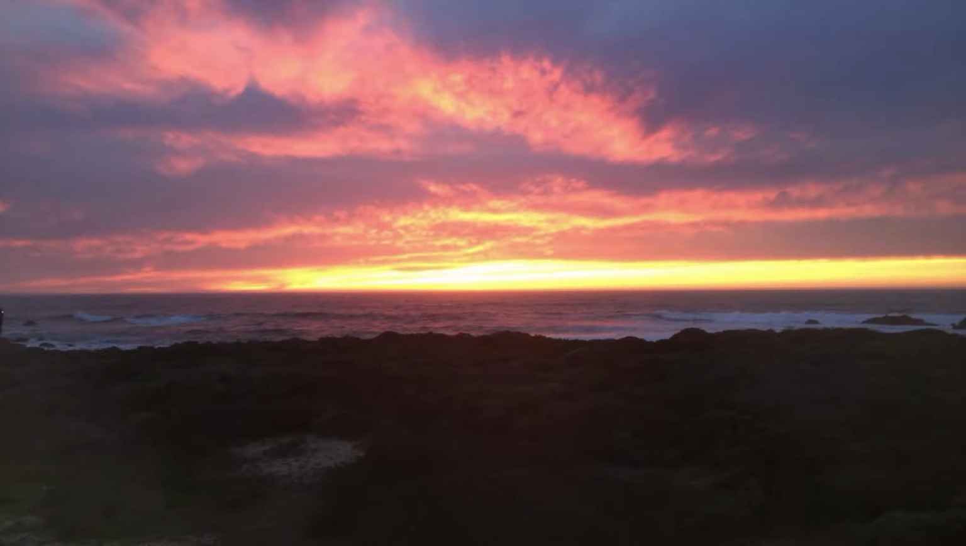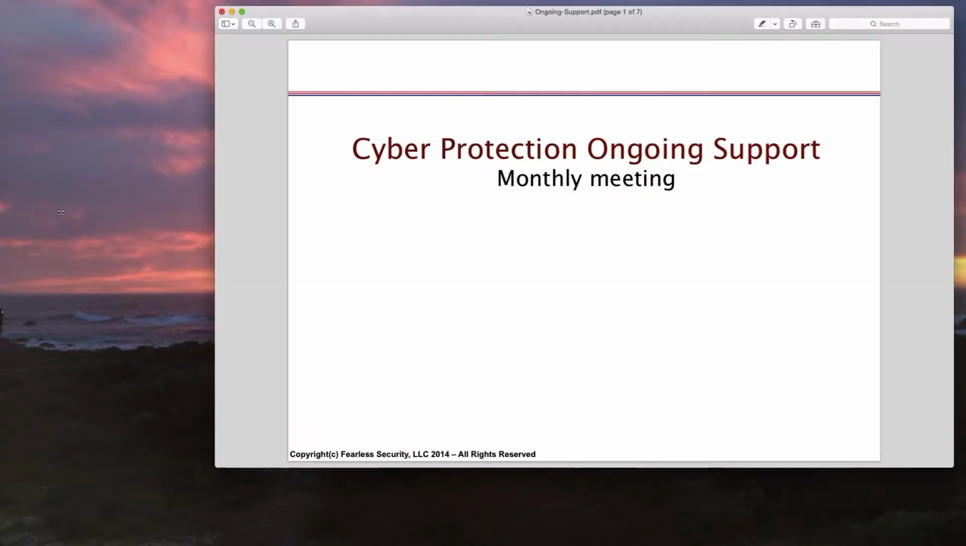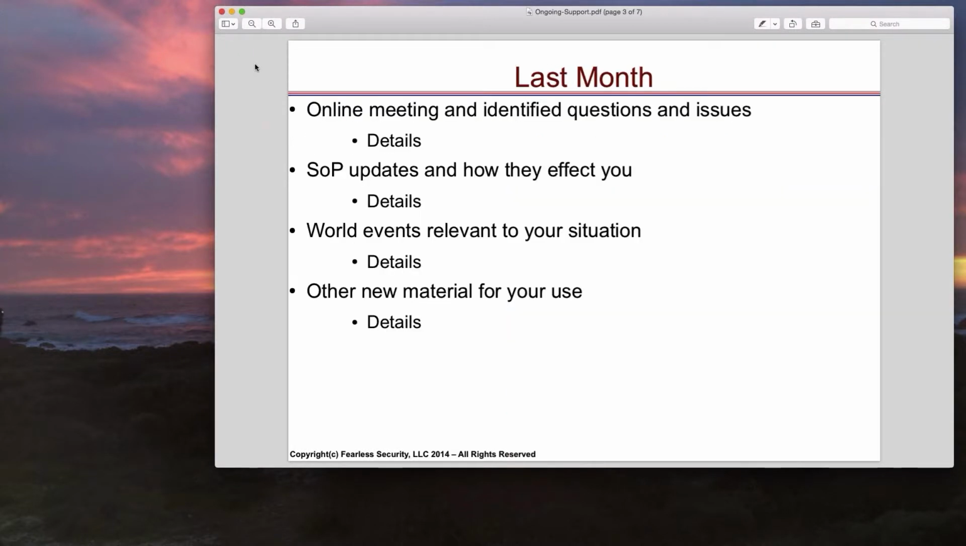Just to give you a sense of what the ongoing support looks like, every month, we go through this list of things. We talk about what happened last month, the online meetings, any questions you identified, any issues you identified, and the details of what they were, and our responses to them, which should have been provided by the time of the next meeting. If they weren't, they'll be provided during that meeting.